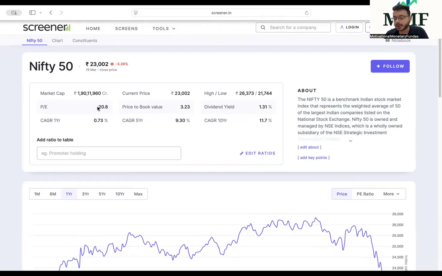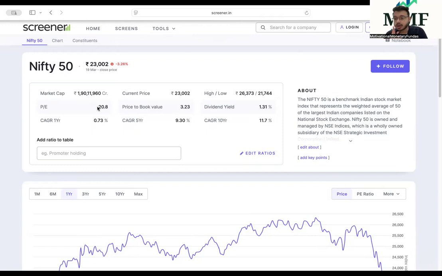Earning yield is 1 by 21, that is 0.047, 4.7%. So broadly 5%. Correct? 1 by 21 will give you 4.78%. That is broadly 5%. So 5% is the earning yield. It means Nifty is giving you a decent earning yield of 5%, and this number should be as high as possible. If this number is low, it means equities are overvalued.